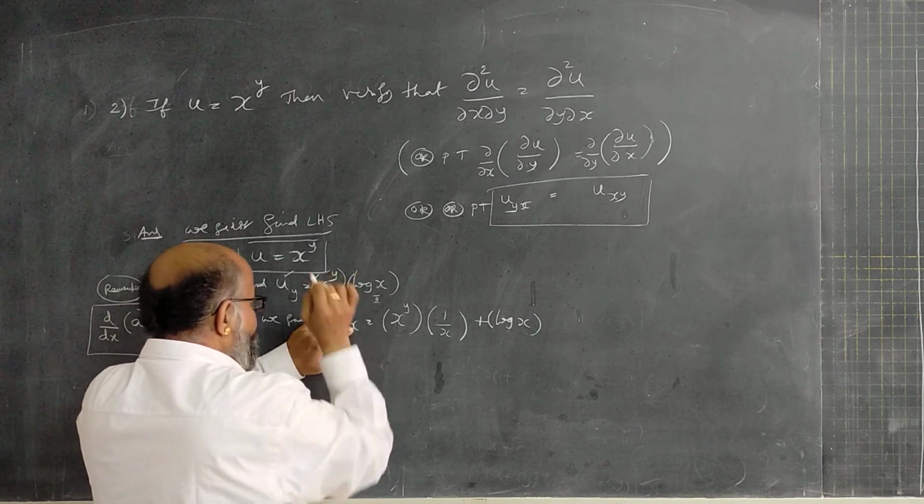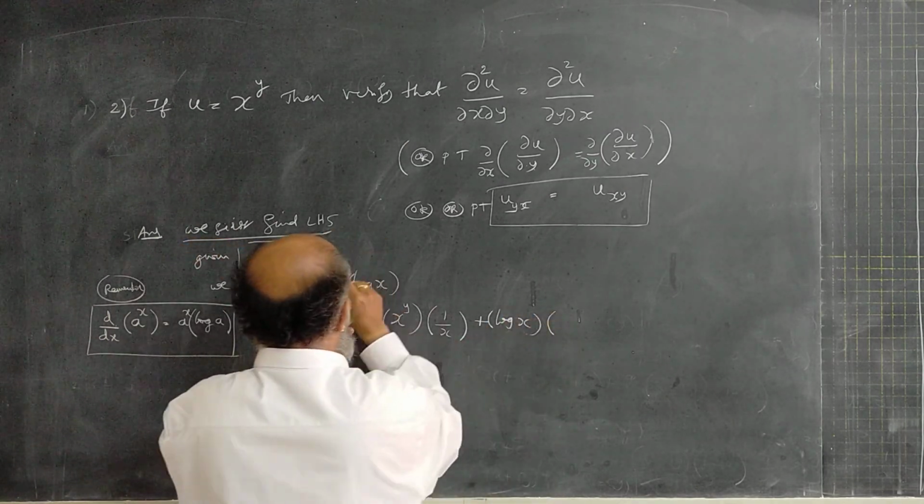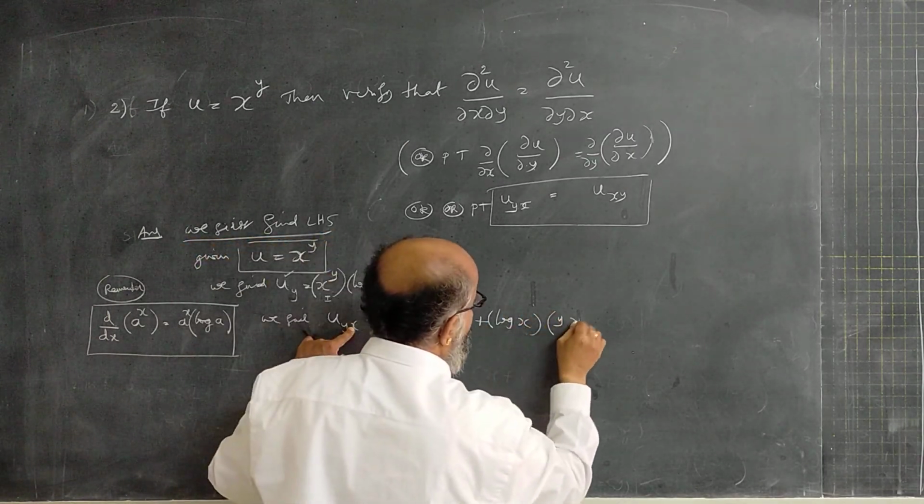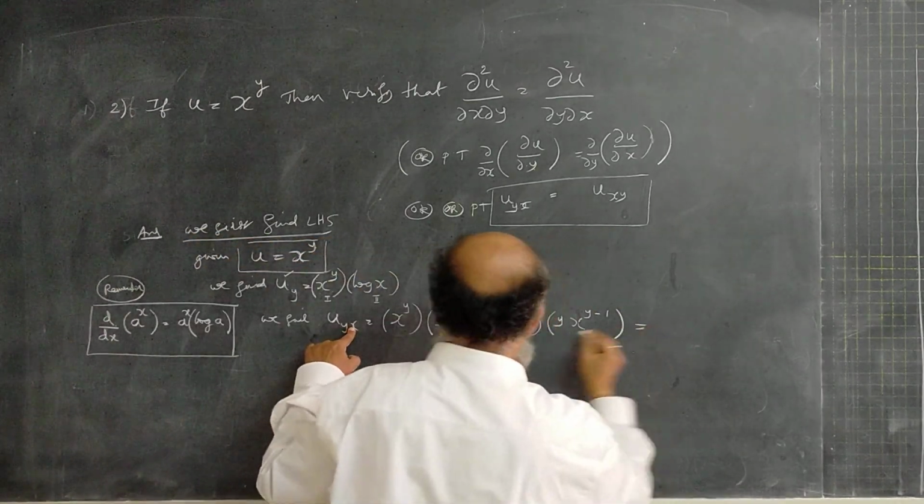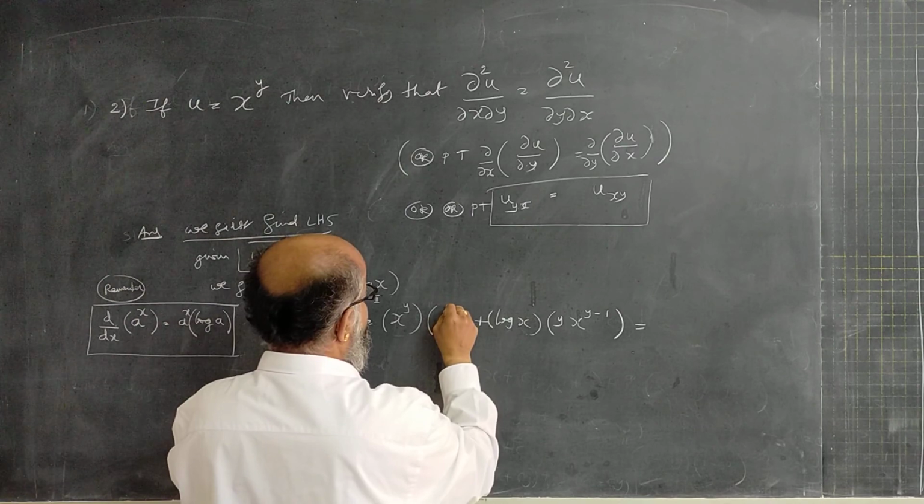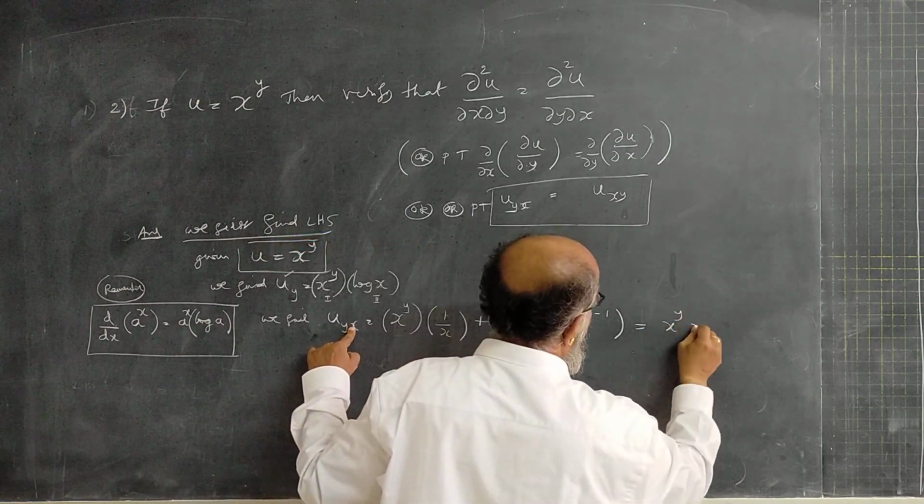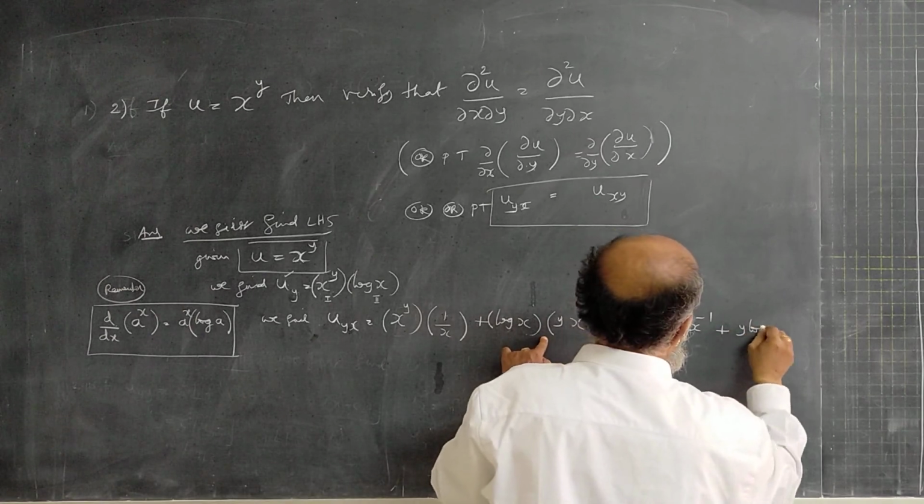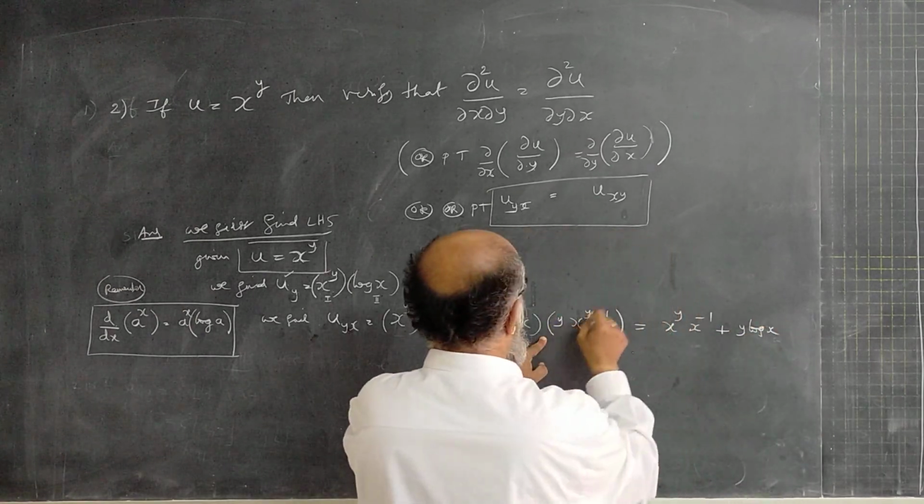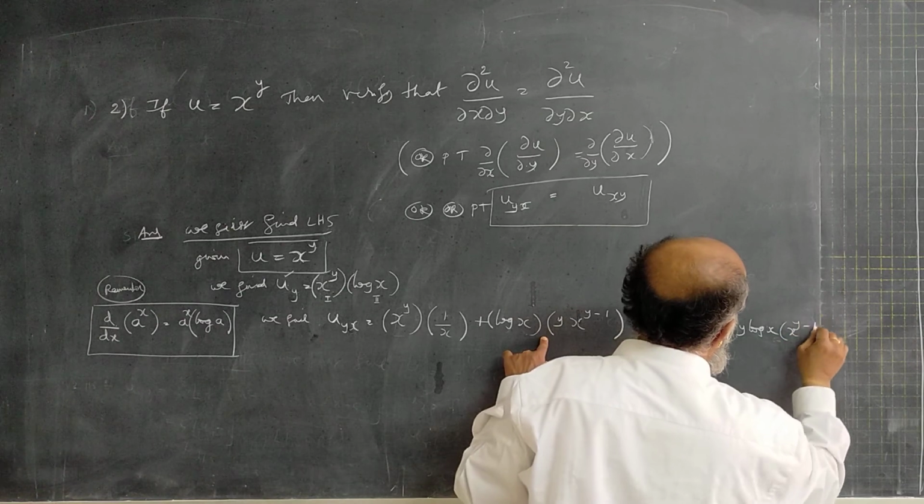So x to the power of y, when you differentiate, the answer is y x to the power of y minus 1. Or if you write it properly, 1 by x means x to the power of minus 1. Therefore, you get x to the power of y into x to the power of minus 1 plus y log x, plus y log x into x to the power of y minus 1.